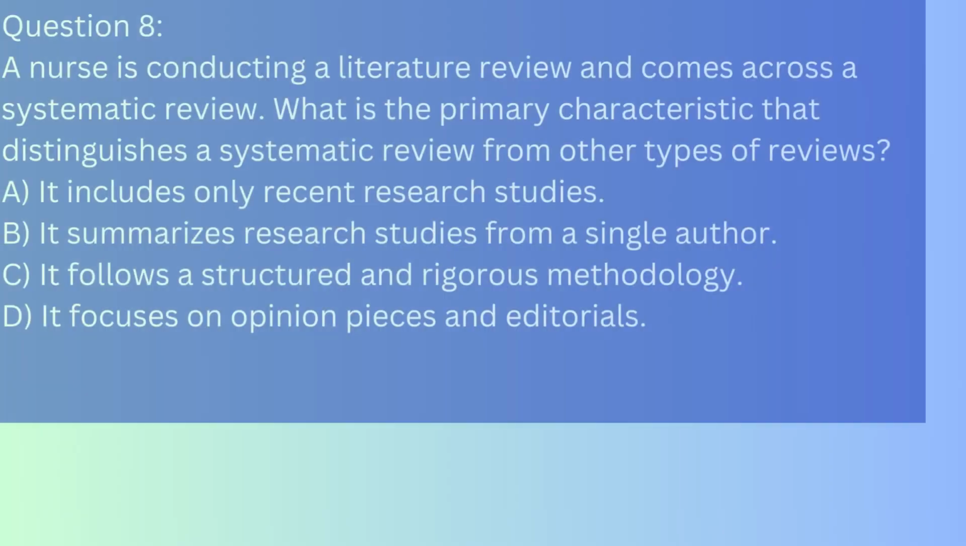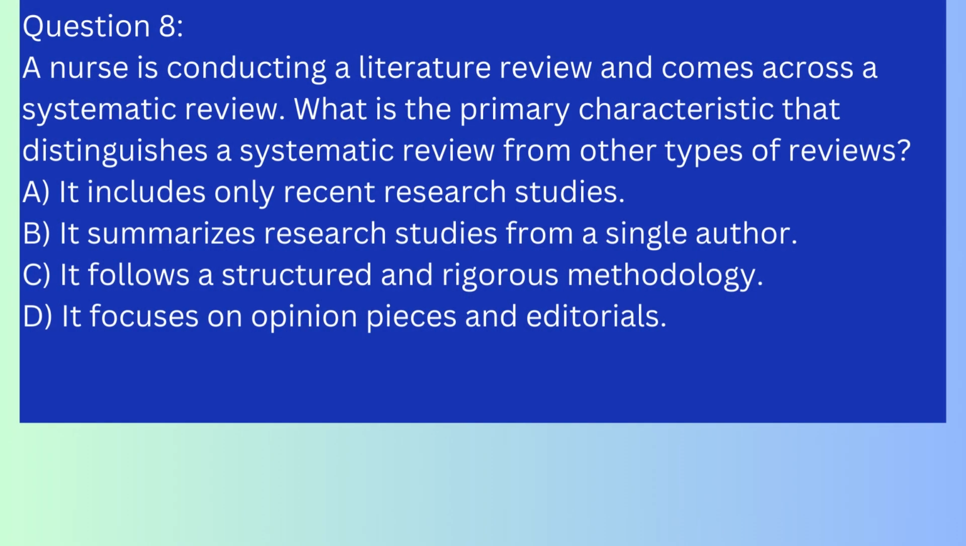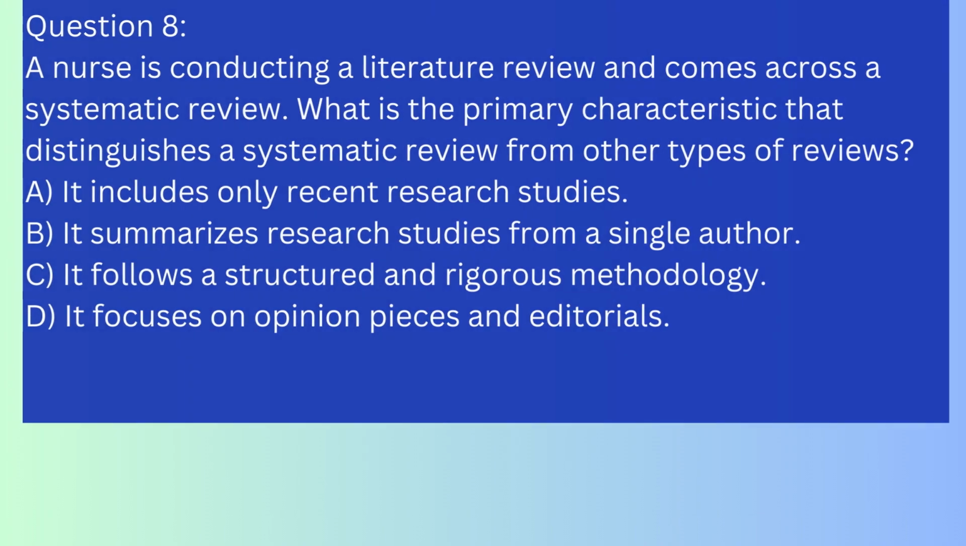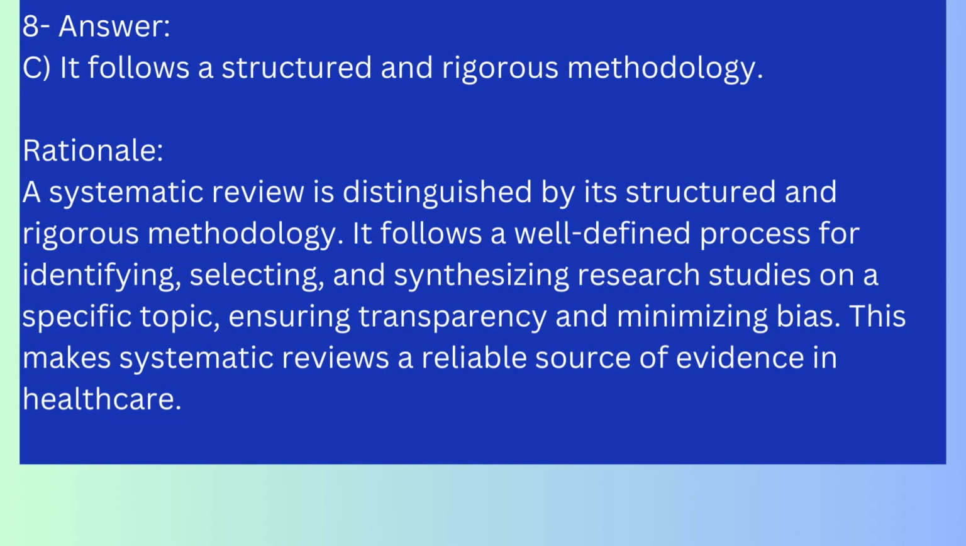Question 8. A nurse is conducting a literature review and comes across a systematic review. What is the primary characteristic that distinguishes a systematic review from other types of reviews? A. It includes only recent research studies. B. It summarizes research studies from a single author. C. It follows a structured and rigorous methodology. D. It focuses on opinion pieces and editorials. Answer: C. It follows a structured and rigorous methodology.